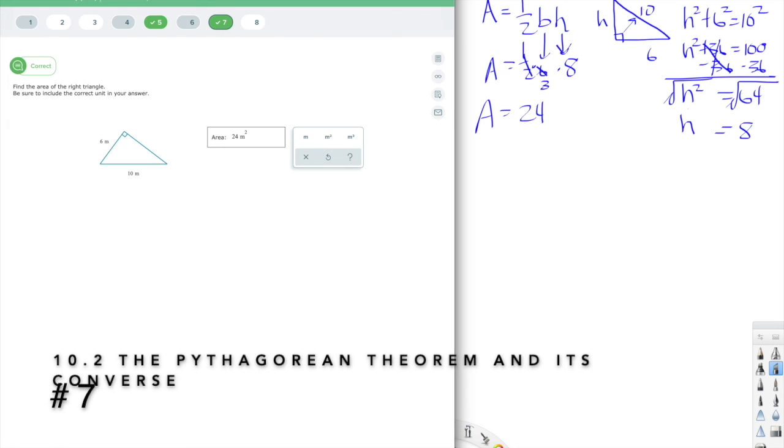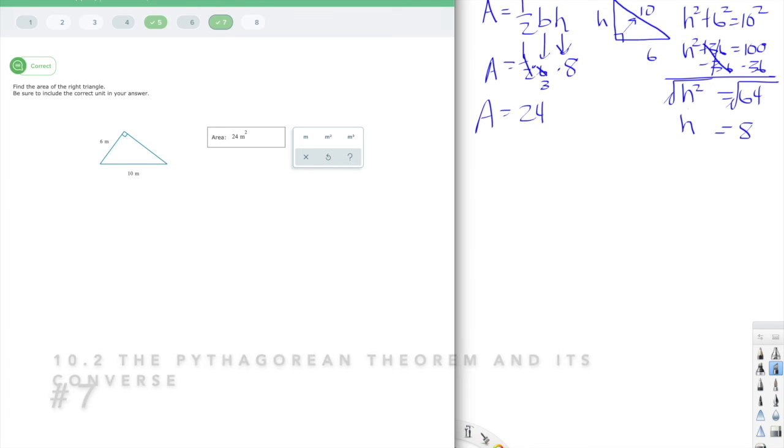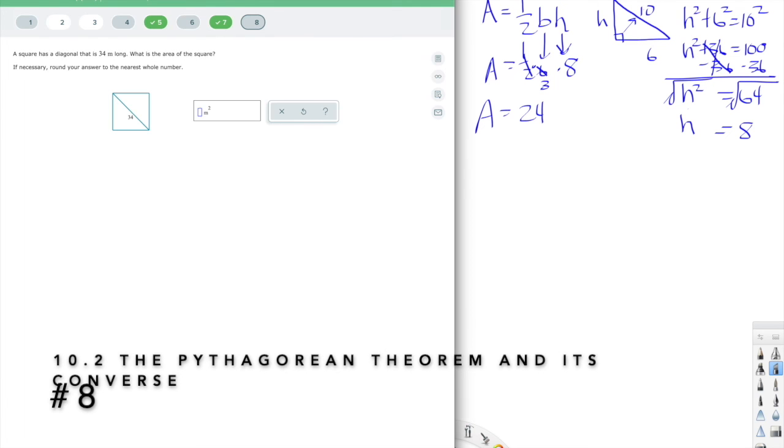All right, let's go to this last one here. So a square has a diagonal that is 34 meters long. What is the area of the square? So we're still dealing with area a little bit. Now it's asking us about a square, so we need to apply the properties of square that we know. So a lot of these geometry pieces just kind of keep coming back. We practiced square quite a while ago, but now it's coming back.